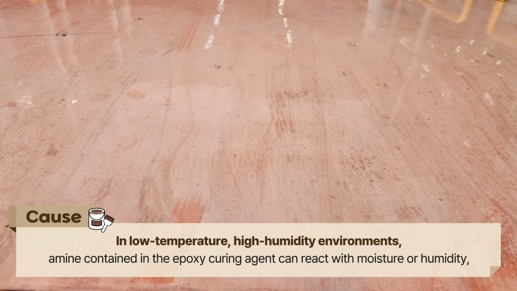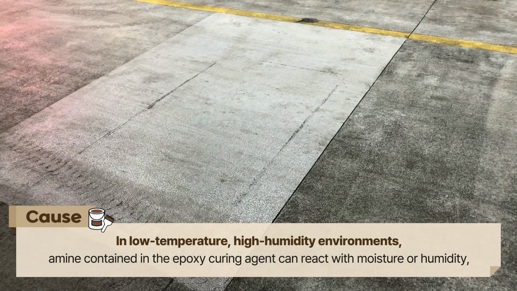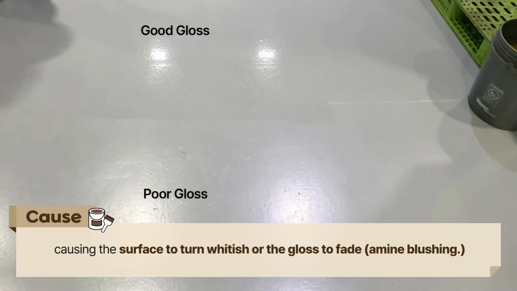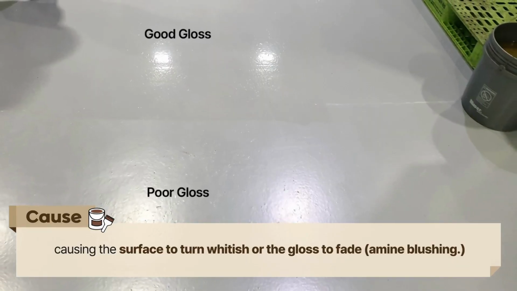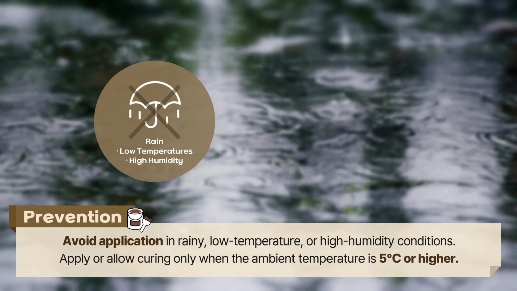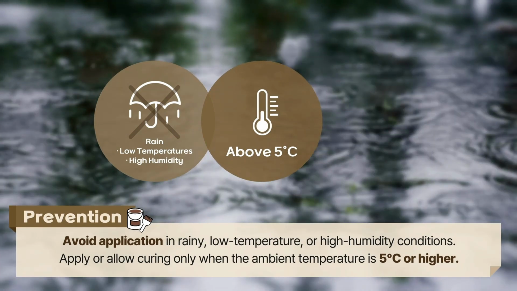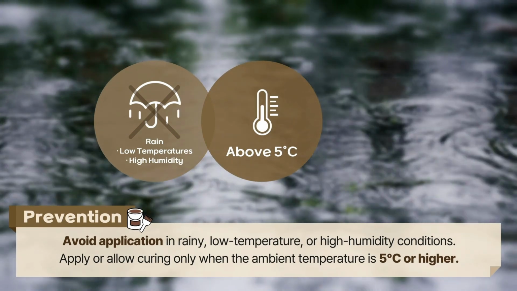In low temperature, high humidity environments, amine in the epoxy hardener can react with moisture, causing the surface to turn whitish or the gloss to fade. Avoid working in rainy, low temperature or high humidity conditions. Paint or cure only when the air temperature is 5 degrees Celsius or higher.